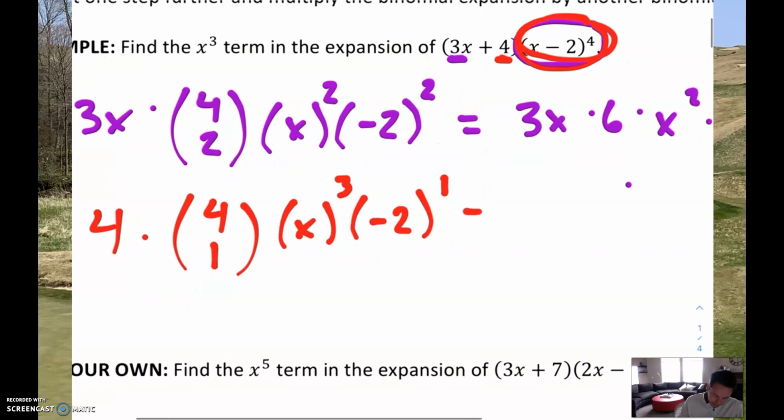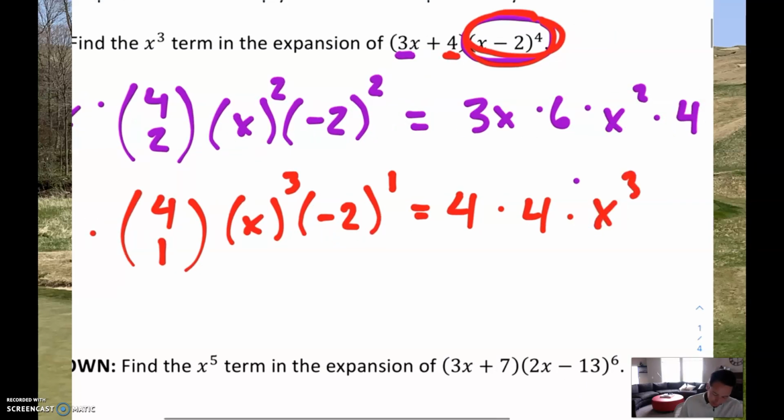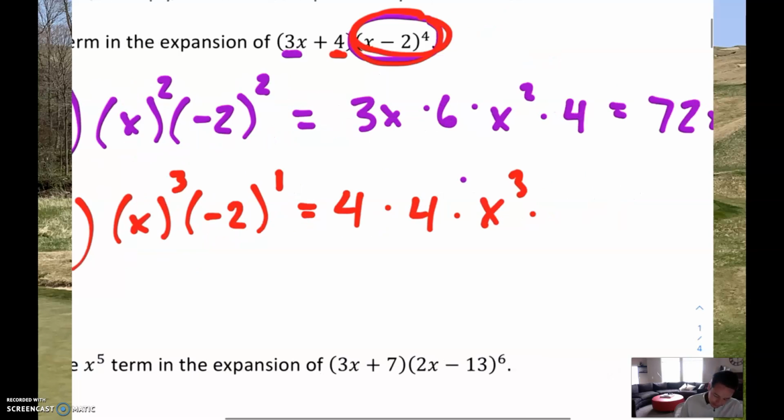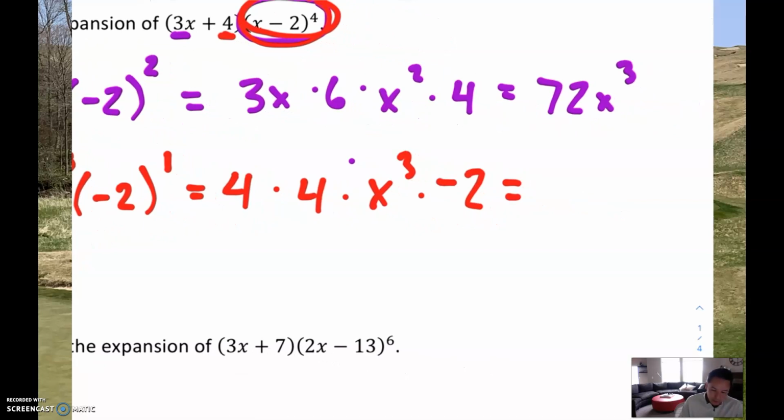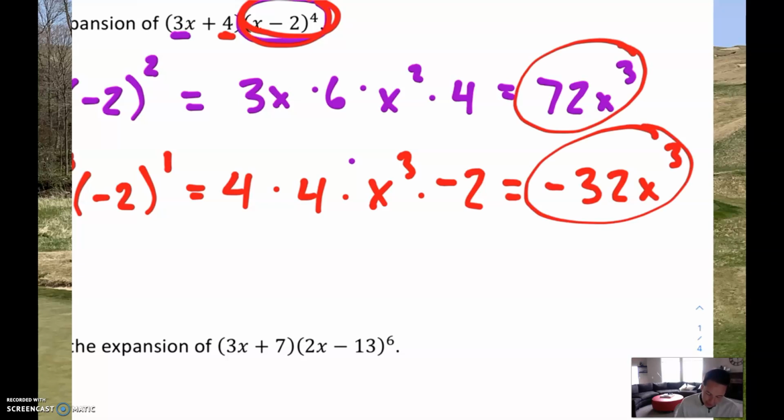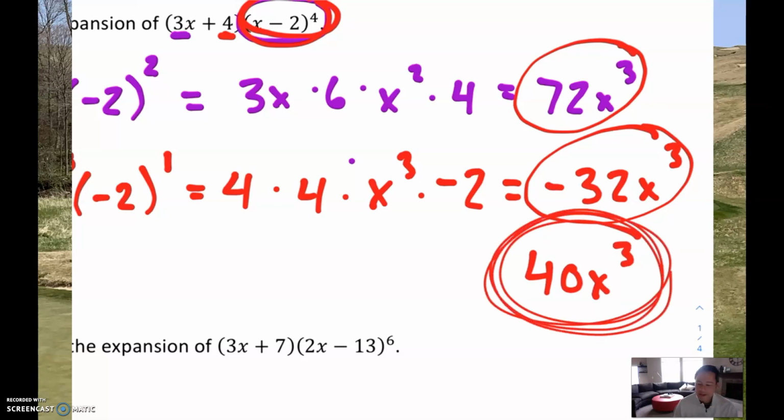Now we're going to go on to the next one. We start with the 4, and we have 4 choose 1, that equals a 4, times x cubed, that's an x cubed, and negative 2 to the first is a negative 2. And if I multiply all of these together, 4 times negative 2, that's a negative 32x cubed. And at the very end, we combine the like terms together. So if we combine this one and this one, you just add them together, and you end up with 40x cubed. And that becomes your final answer.